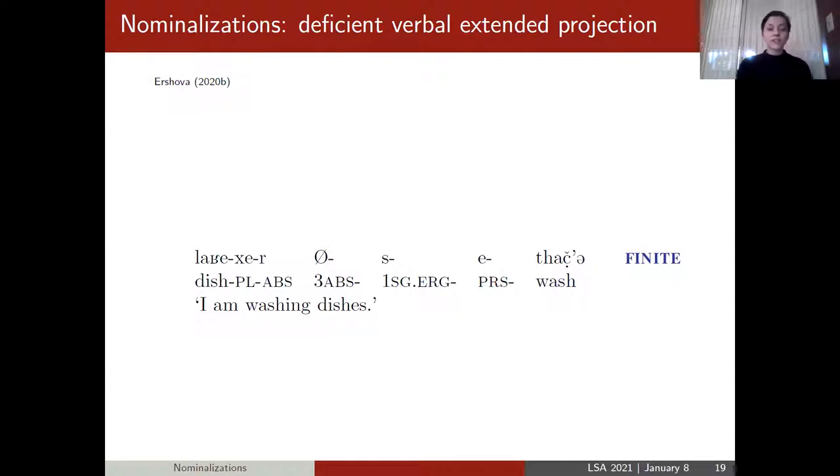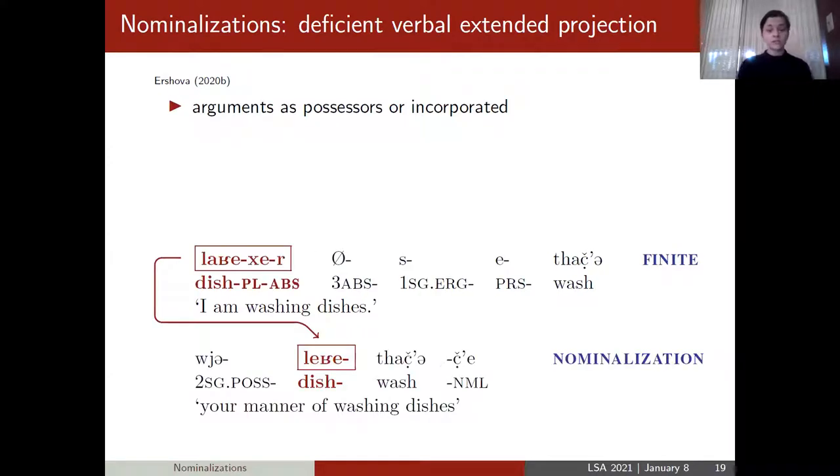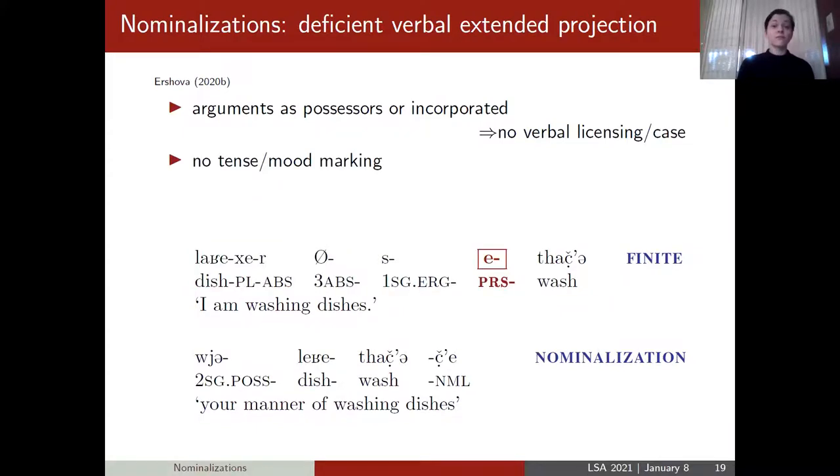Well, if you take a finite clause, something like I am washing dishes, and you want to nominalize it, what you see is the following. First of all, the arguments have to be expressed as possessors or they must be incorporated. So for example, if you take something like dishes, which is absolutive case marked in the finite case, you incorporate it in the nominalized form. So it doesn't bear absolutive case anymore. And there is no verbal case licensing, as there is in a full clause.